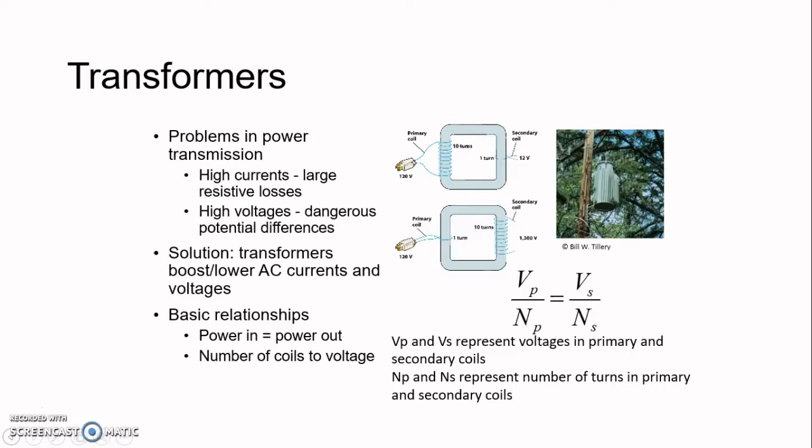It comes from the relationship that the amount of power in the primary coil has to equal the power in the secondary coil. The power does not change. It's only the number of coils that changes. And so this equation comes out of that relationship that the power in is equal to the power out. It says that the voltage in the primary coil divided by the number of turns in the primary coil has to equal the voltage in the secondary coil divided by the number of turns in the secondary coil.